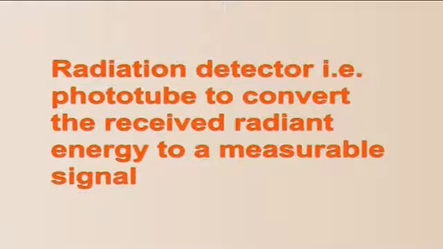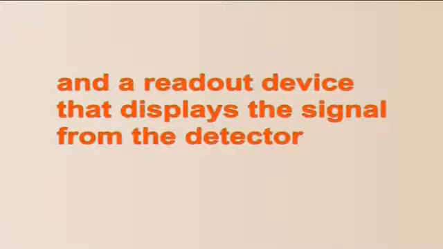Radiation detector, that is a phototube, converts the received radiant energy to a measurable signal, and the readout device displays the signal from the detector. The energy source is to provide a stable source of light radiation, whereas the wavelength selector permits the separation of radiation of the desired wavelength from other radiation.